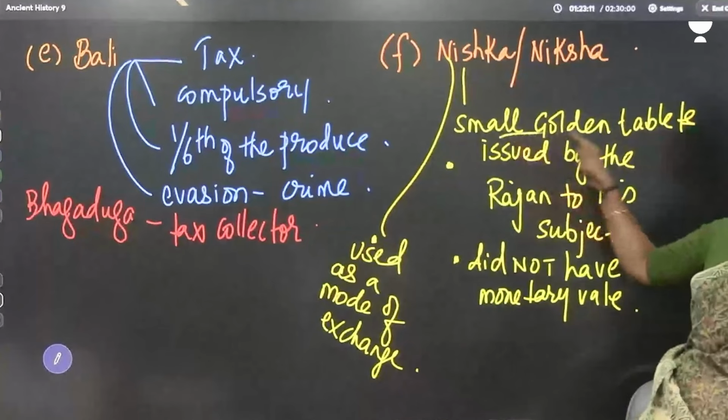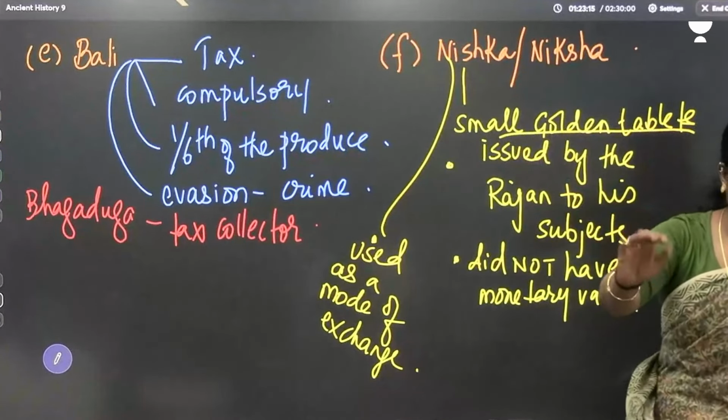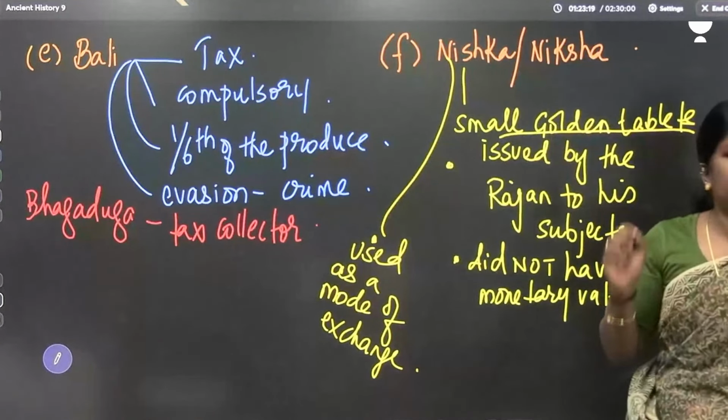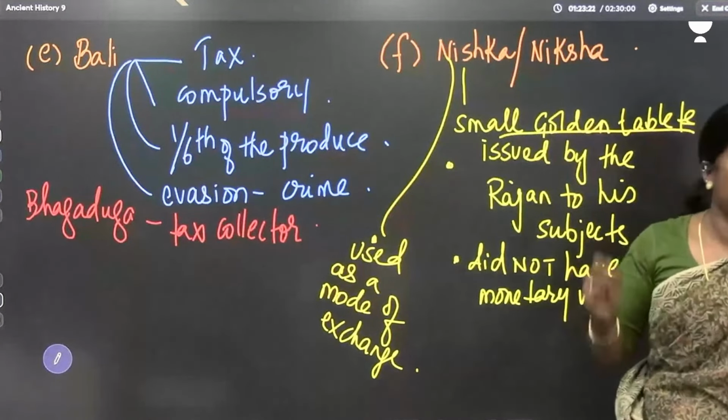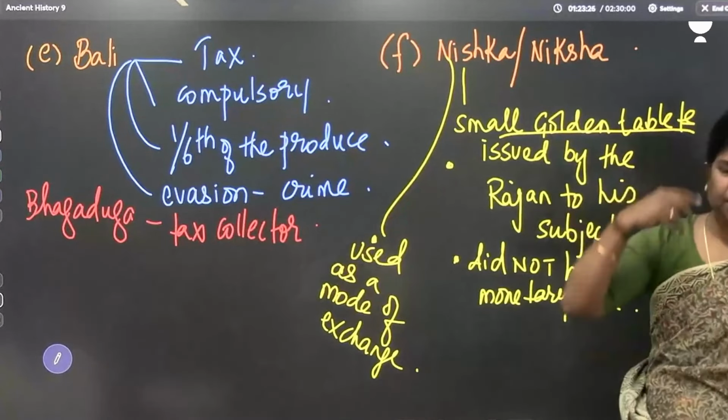I don't use the term coin. But to make you understand, your R.S. Sharma will use the term coin. When I say coin, you'll get the pulse. Okay, it's a coin. But actually it was not a coin. Whenever you use the term coin, coin will have monetary value. So Aryans never had a coinage system. Are you getting it?